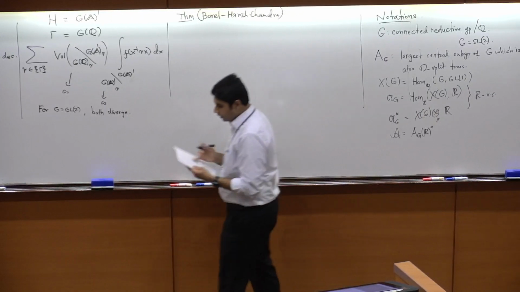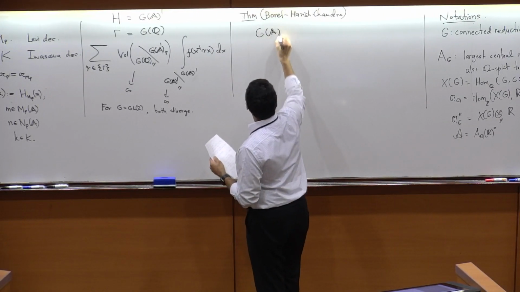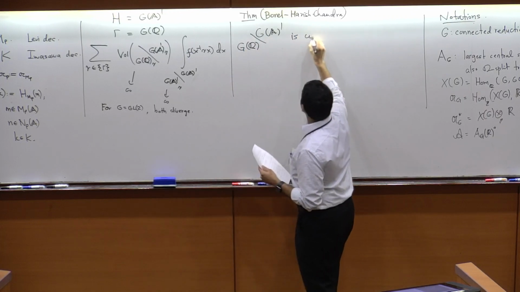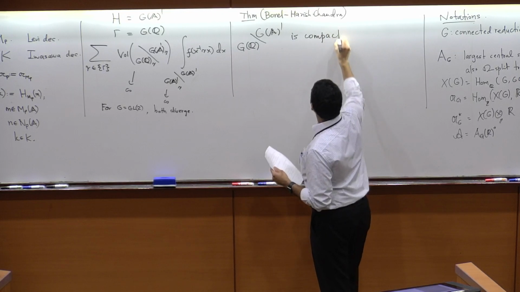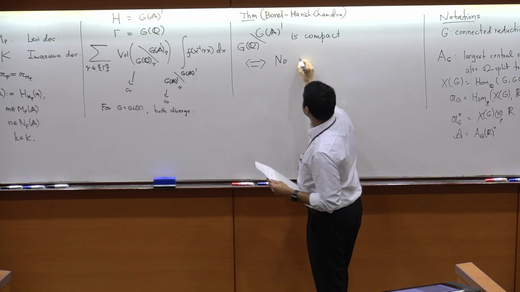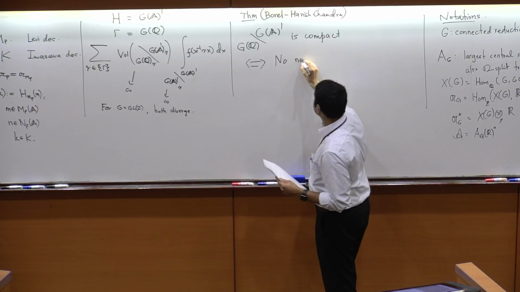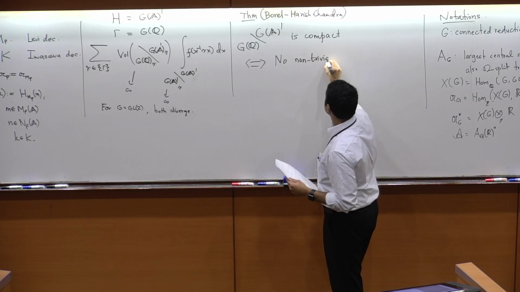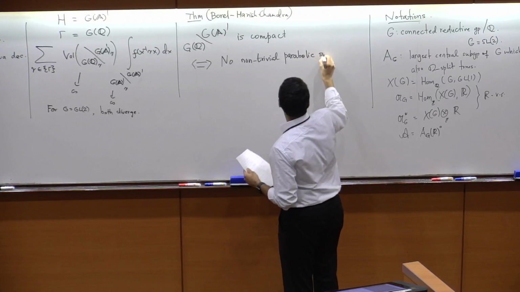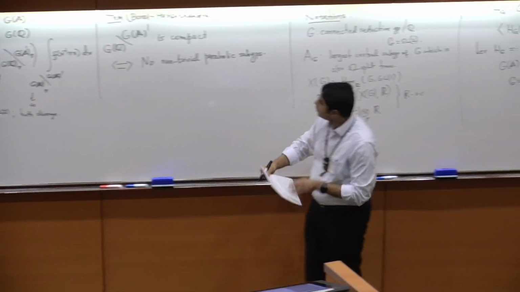So this theorem says that G_A^1 mod G(Q) is compact if and only if there are no non-trivial parabolic subgroups. There are no non-trivial parabolic subgroups.